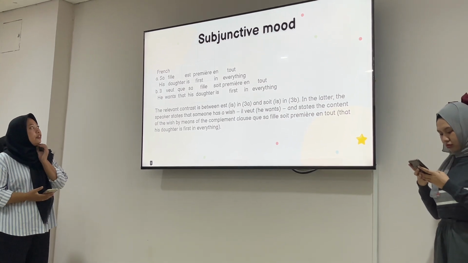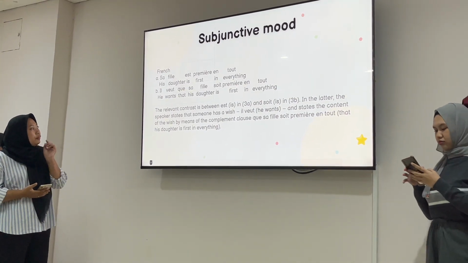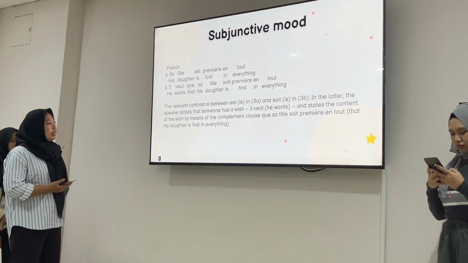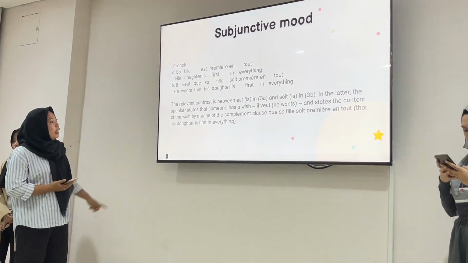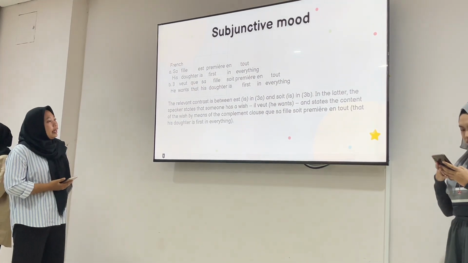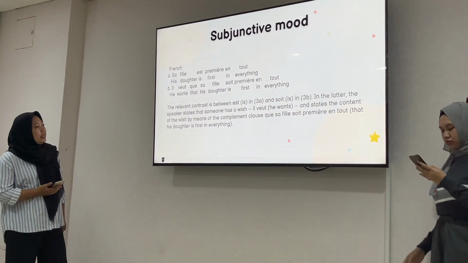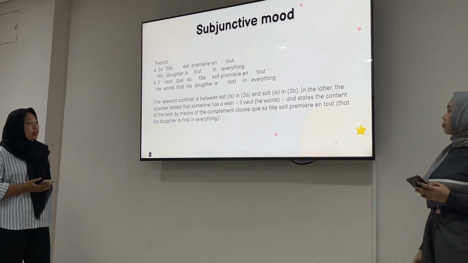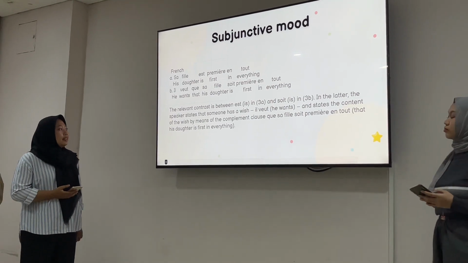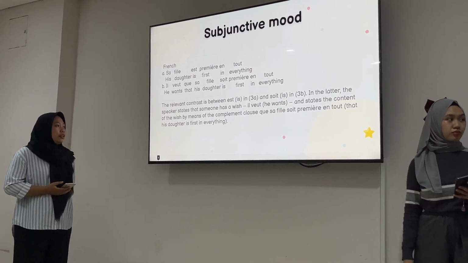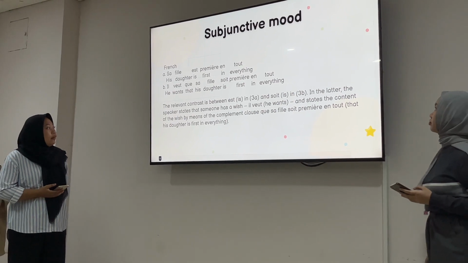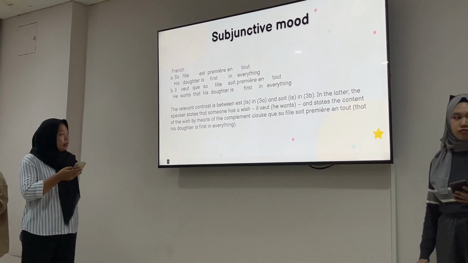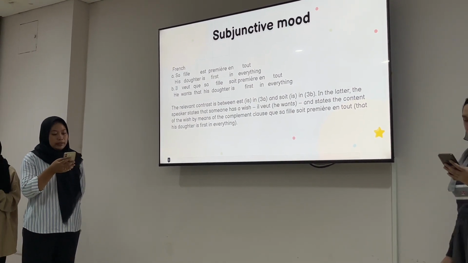This is also another example. So the relevant contrast is between is in example A and is in B. In the latter, the speaker states that someone has a wish, he wants, and states the content of the wish by means of the complement clause that his daughter is first in everything.